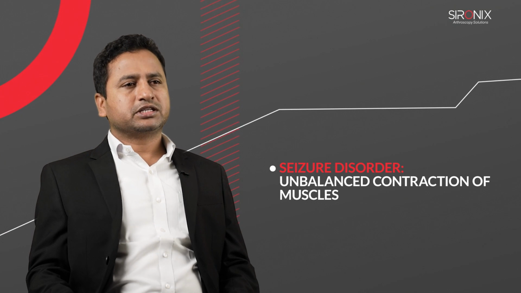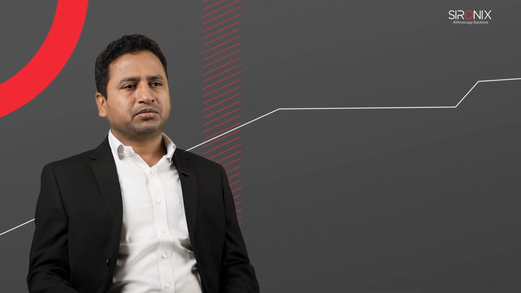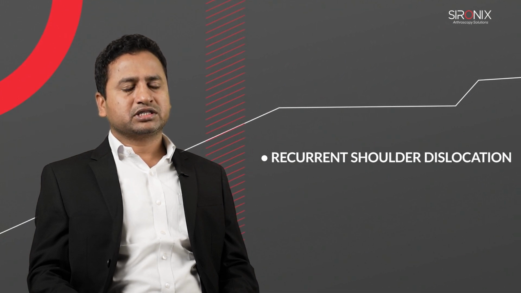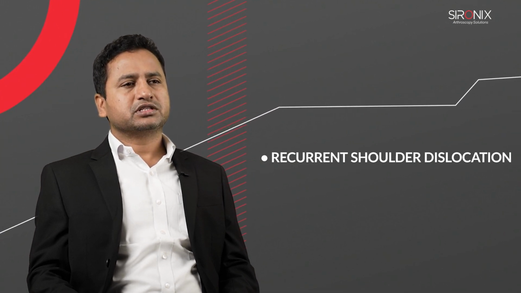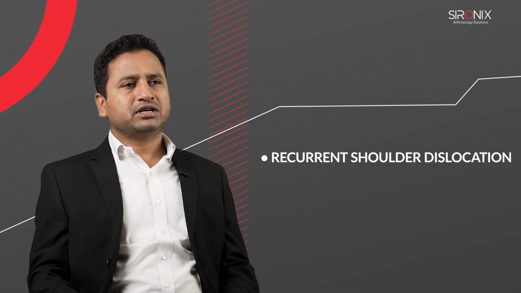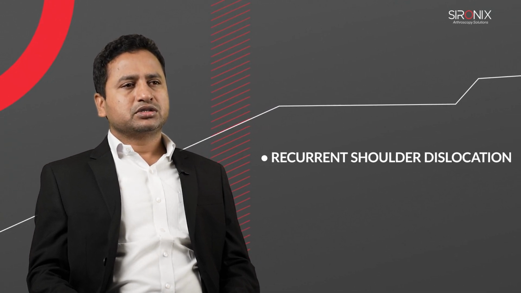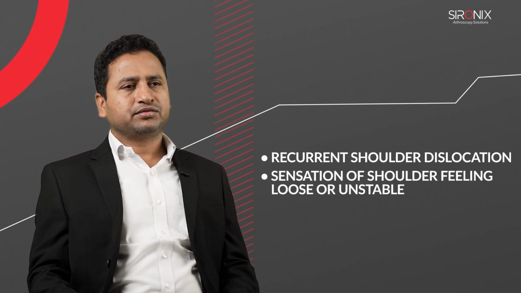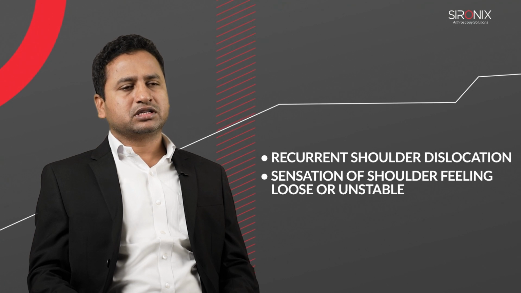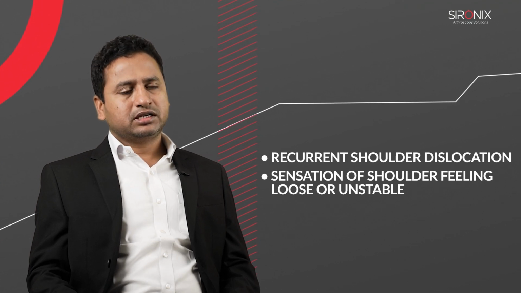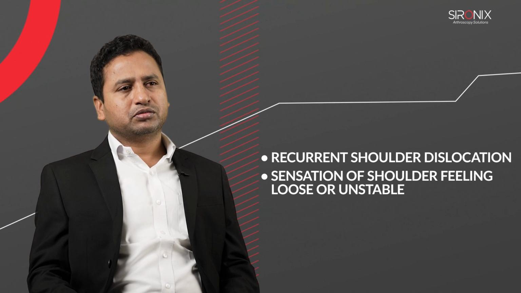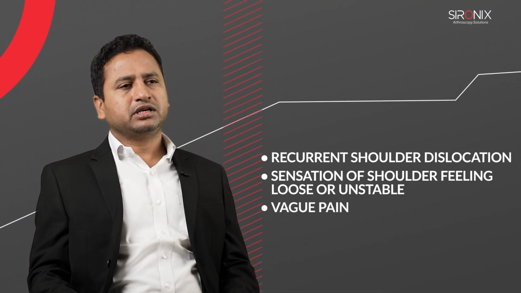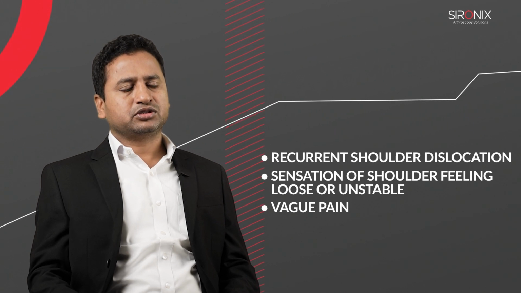The symptoms: usually the patient complains of recurrent shoulder dislocation, and each shoulder dislocation is very painful, symptomatic and usually requires closed reduction. They also complain of a sensation of the shoulder feeling very loose or unstable, especially in case of generalized ligamentous laxity leading to multidirectional instability. Some patients also complain of pain in the affected shoulder.